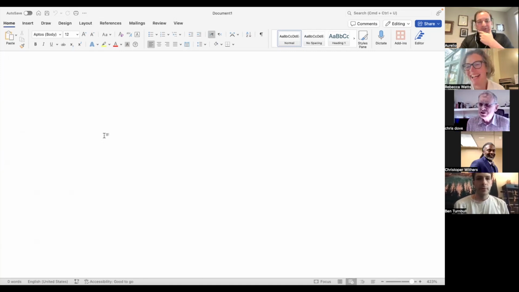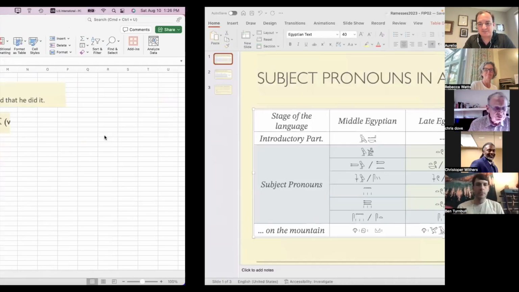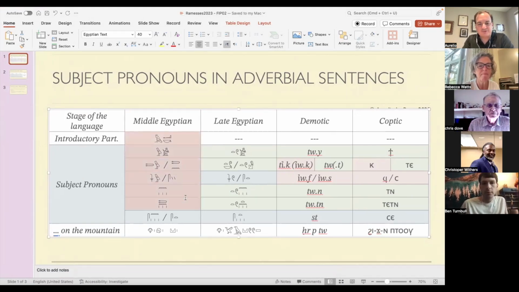So we've talked about the subject pronoun. Now the tricky part is, in Middle Egyptian, I have to show you guys something else, and I hope I got this right because I prepared it literally five minutes before this call. This is used as the subject pronoun in Middle Egyptian for adverbial sentences. Whenever you have an adverbial sentence, you would use these, unless you have a suffix pronoun before it. That's the other way to do it. They are also used as direct object pronouns in Middle Egyptian.